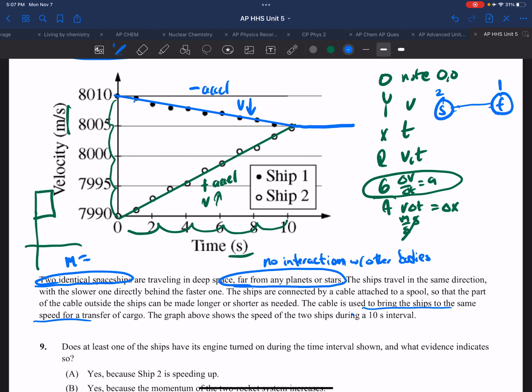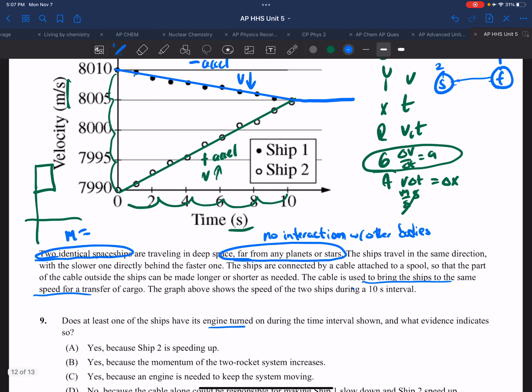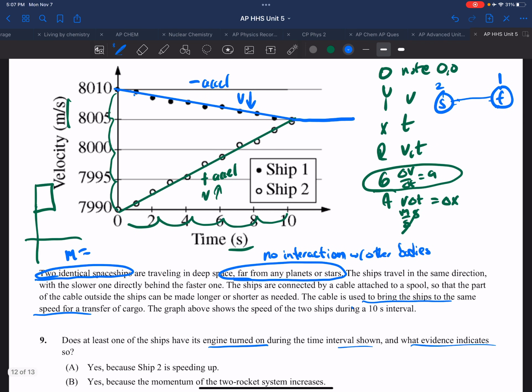The graph shows the speed. Does at least one of the ships have its engine turned on during the time shown, and what evidence? Well, in this situation, we would expect the momentum of the system to remain constant. Does it? They both have the same mass, and for ship 1, the delta P is m delta V. And let's say the mass is m, and the change in velocity is 5. So the change in momentum is minus 5m.